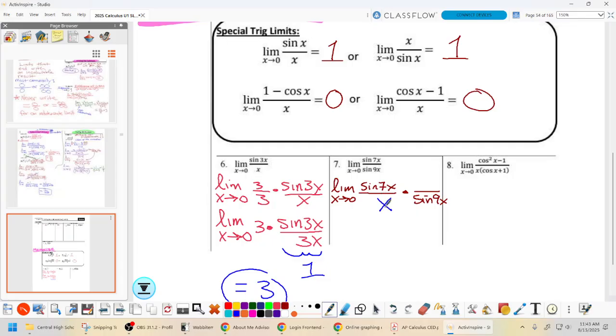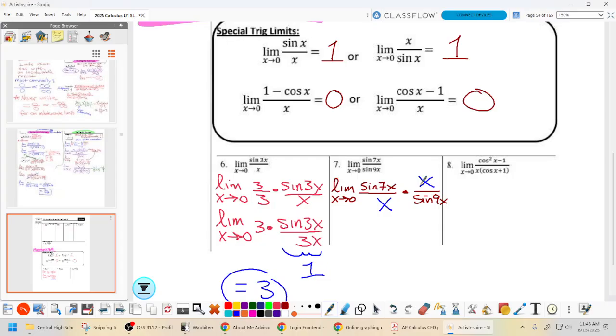Well, I can't just divide by x because that's changing the value, so I need to also multiply by x. In other words, it was the same as 3 over 3, I just did x over x. It's just separated, but it's x over x. Do you see it in there? Okay? So it's looking kind of like this.